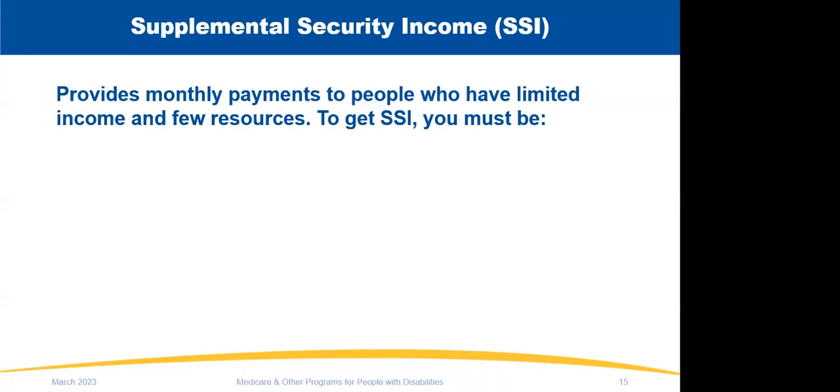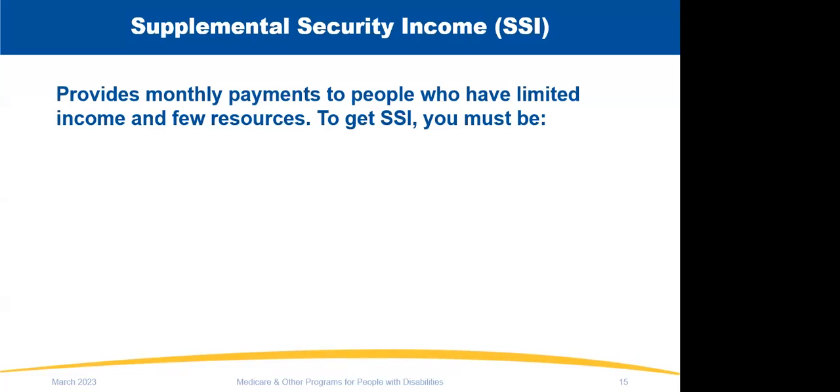Now, for SSI, SSI is a federal needs-based program. So when we're looking at individuals that are applying for SSI payments, we are looking at their income and their resources. So you have to have limited income and resources in order to be eligible for SSI payments.